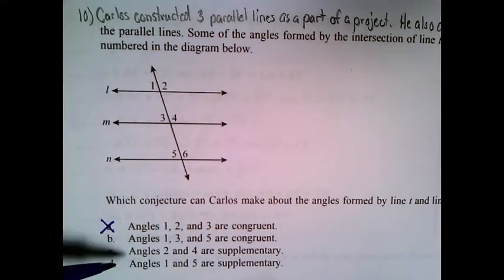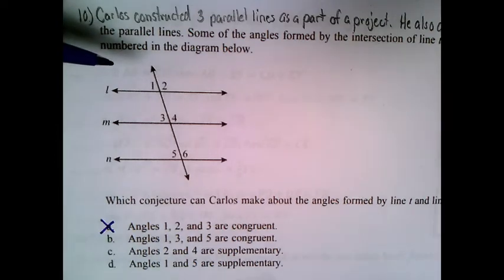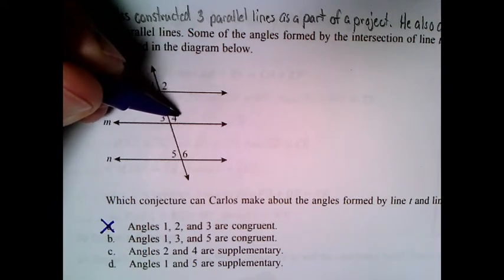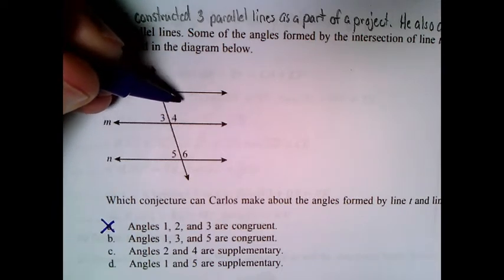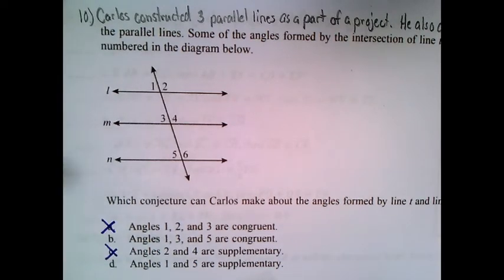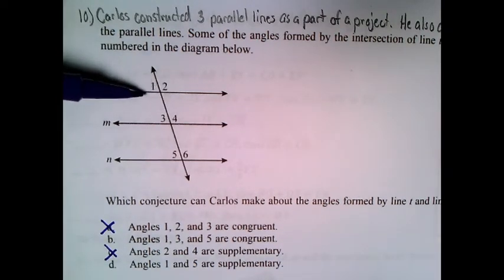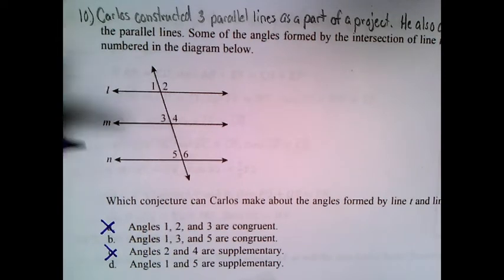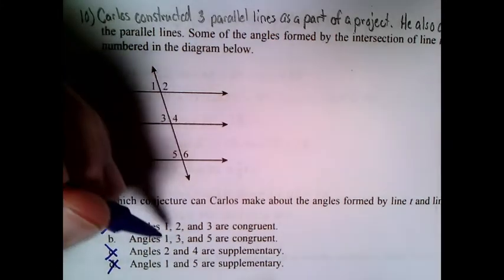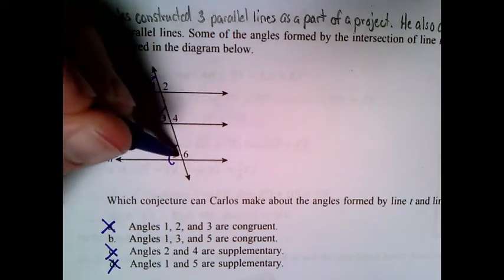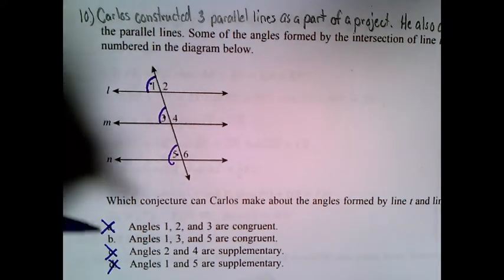Let's go down to letter C. It says 2 and 4 are supplementary. Well, if I take 2 and I move it down, it would sit right on top of 4. When they sit right on top of each other, they are congruent. They're not side by side. They're congruent. So that one's out. 1 and 5, if I take 1 and I move it down here and then down here, it sits on 5. So that's corresponding, or they're congruent. So that leaves me only with the option of 1, 3, and 5 are congruent. Well, if I look at 1, 3, and 5, they all sit in the same spot, the top left, which means they're congruent.